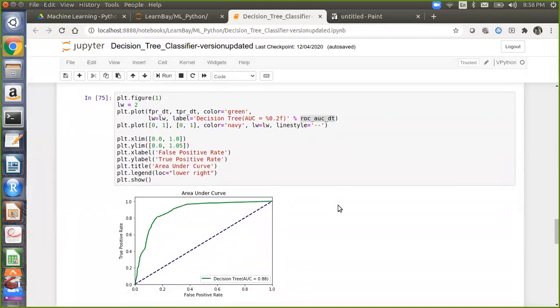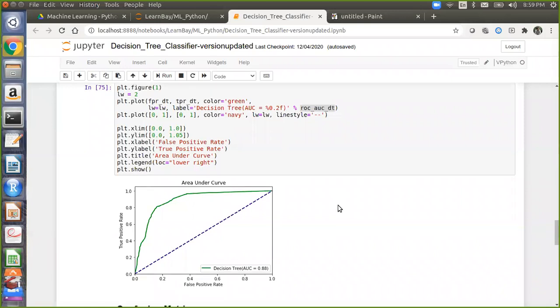So my model has an accuracy of around 82%, and the area under the curve is 88%. That means 88% of the time my model is able to segregate 1 as 1 correctly. So that is what my decision tree is. This is a perfect model.